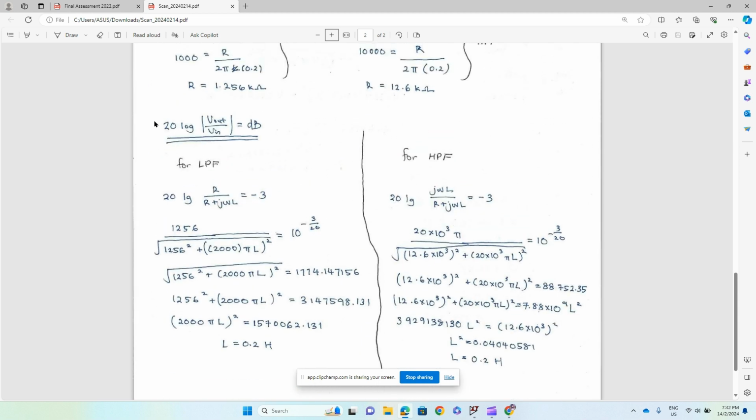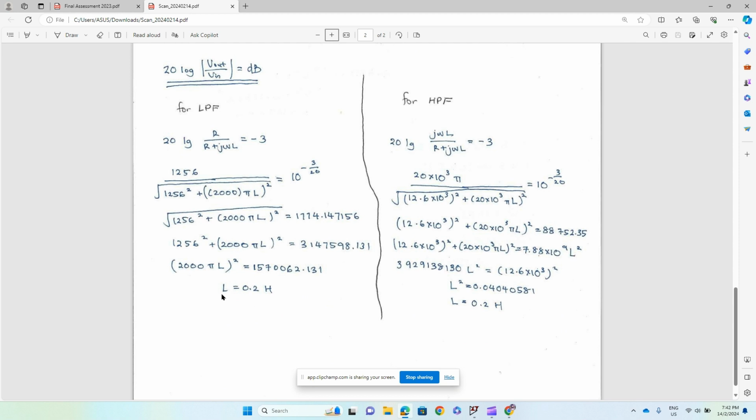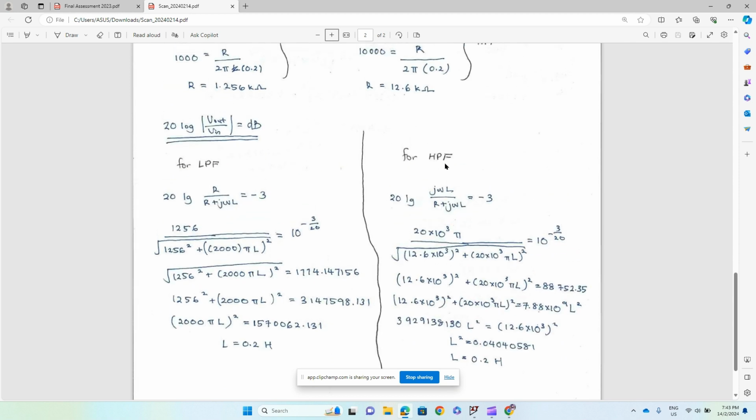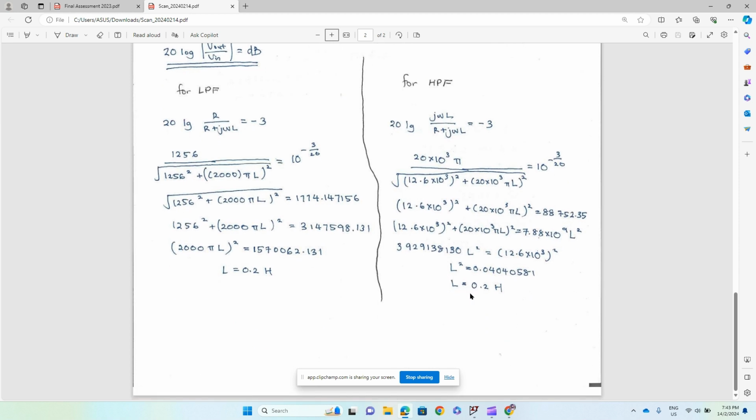And then we should use this formula to calculate the inductor value. We substitute for the low pass filter the value of resistor in this formula, and we got the inductor value, which is 0.2 Henry. And for the high pass filter, it's also the same method. We just substitute in this formula, and we also get 0.2 Henry.